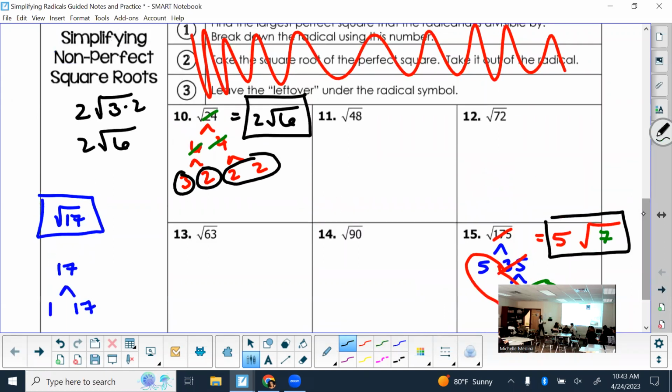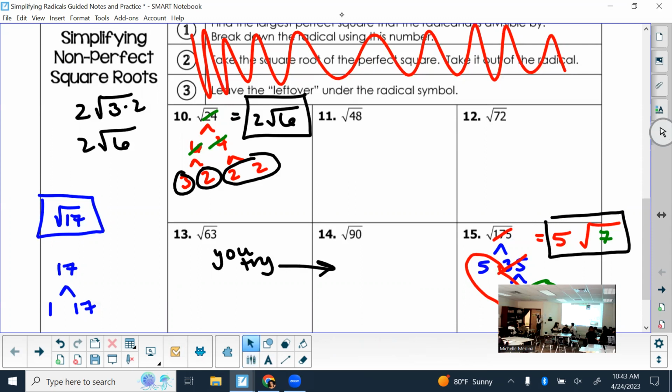Okay, so I'll have you guys try. I don't know what you would have had from the video if you did it. So I want you guys to try 13 and 14. Usually after. Yeah.